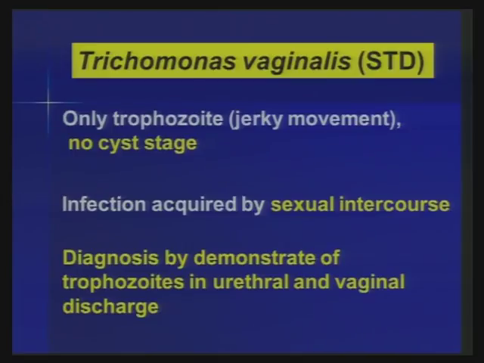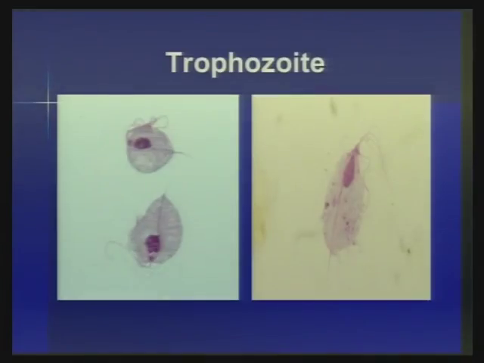And the diagnosis is very simple. Once it is in the vagina or the urethra, you look for the trophozoite and its movement. You see jerky movement and you see the flagellate protozoa, so you know this is Trichomonas vaginalis. And this is the flagella, the stain of Trichomonas vaginalis. From the fresh preparation, you see jerky movement.